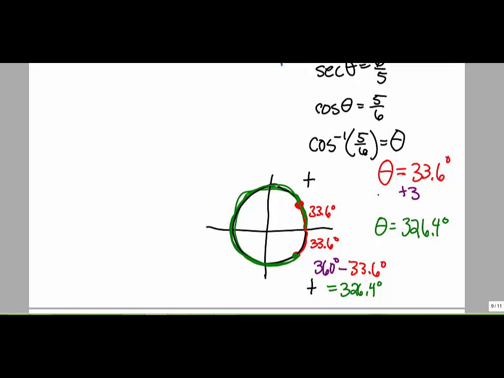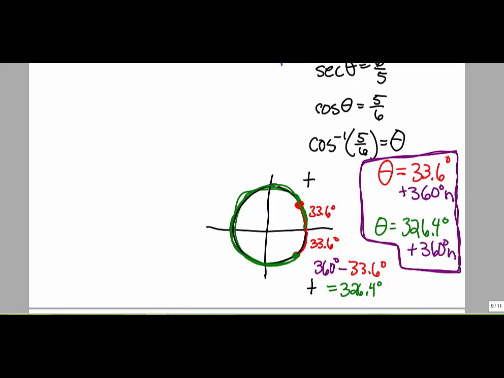So for each of these, since they're not equally spaced and are not halfway around the circle from each other, we are going to just add 360 degrees times n. So these will be all possible solutions to this equation: the two angles that we found on the unit circle plus all possible coterminal solutions to those two angles as well.